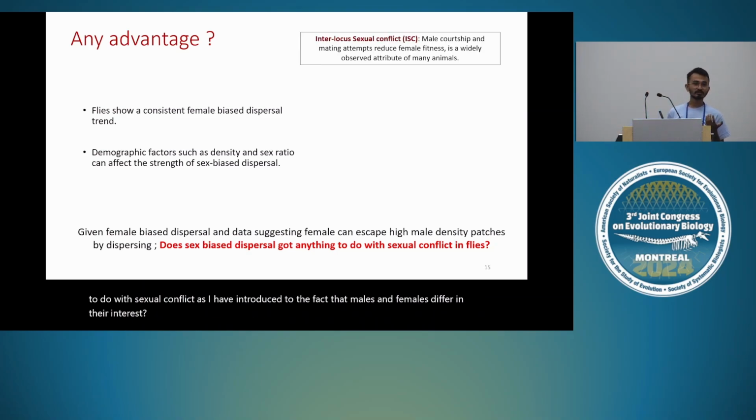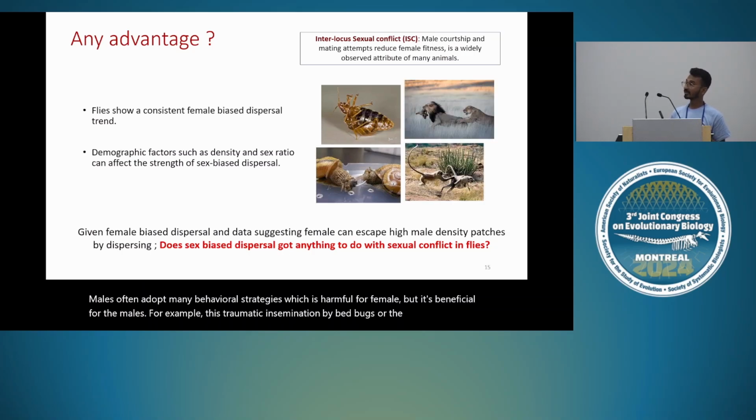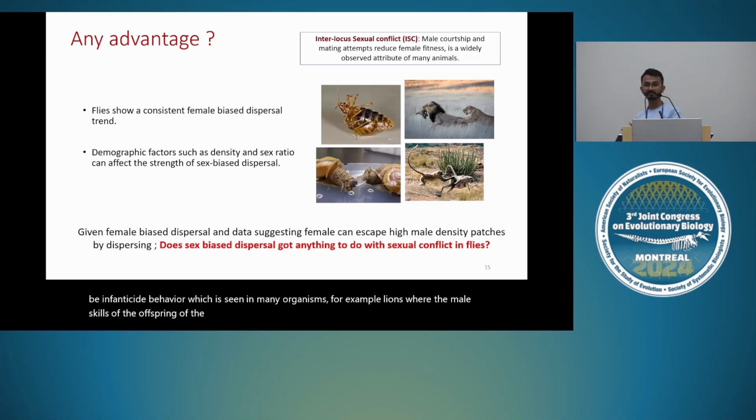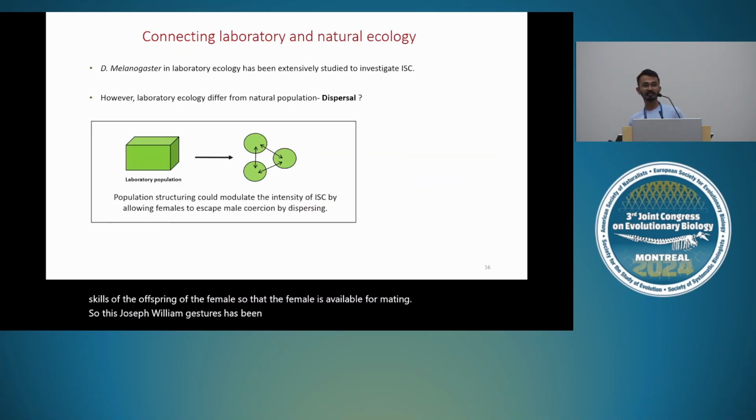males often adopt many behavioral strategies which are harmful for females but beneficial for the males. For example, traumatic insemination by bedbugs or the snail. Or there can be infanticide behavior which is seen in many organisms, for example lions, where the male kills off the offspring of the female so that the female is available for mating. So Drosophila melanogaster has been a standard model that has been used extensively to study sexual conflict.